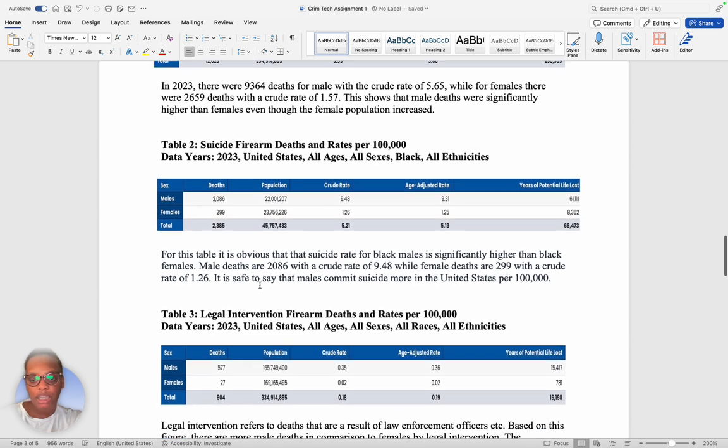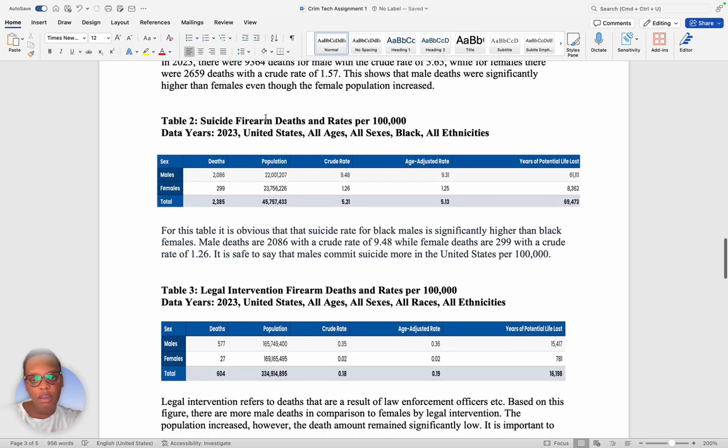For table 2, death is by suicide, firearm. The year is 2023. Country is United States. All ages, all sexes, race is black, and all ethnicities. For this table, it is obvious that the suicide rate for black males is significantly higher than black females. Male deaths are 2,086 with a crude rate of 9.48, while female deaths are 299 with a crude rate of 1.26.